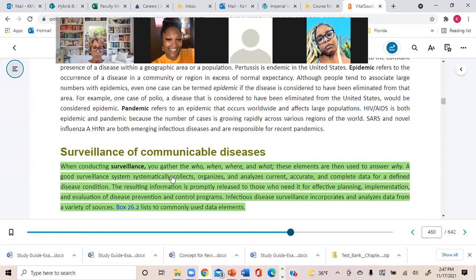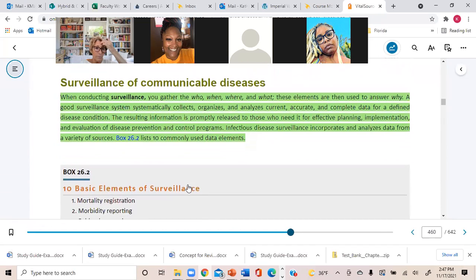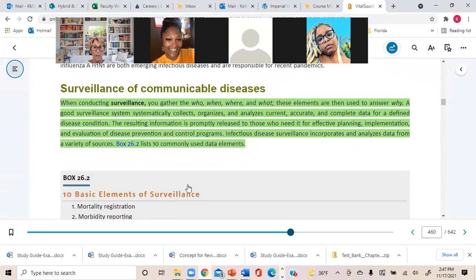Okay. Surveillance. How do we surveil? First we have to surveil. So we have to find out who's infected, when they were infected, where they were infected, and what they were infected with. And once you have all that information, then you can get to the why. Why did this happen?